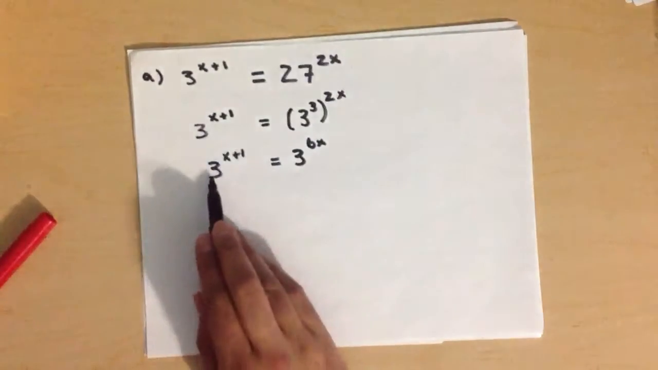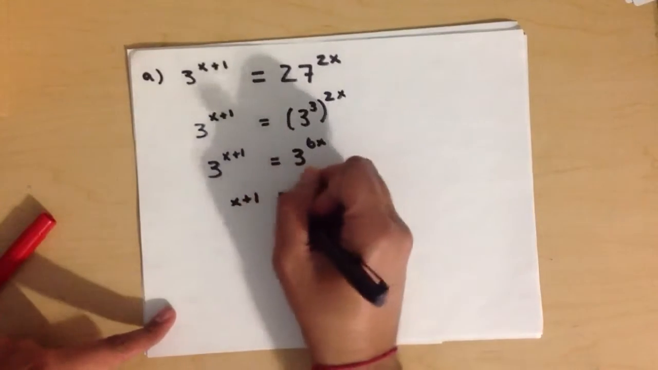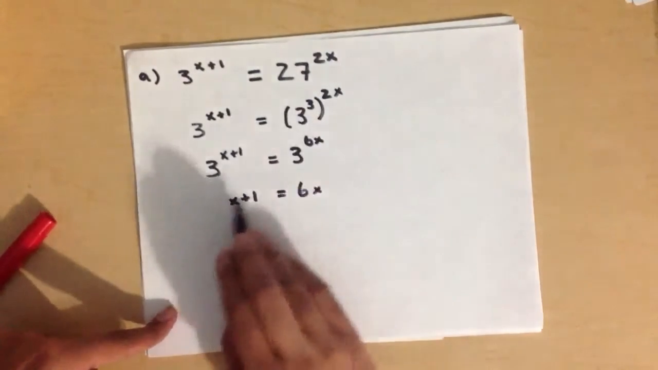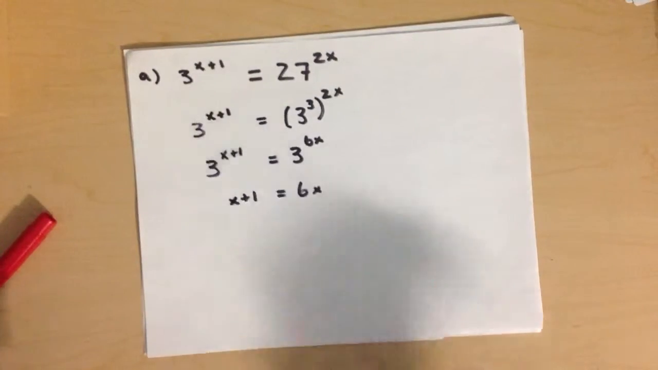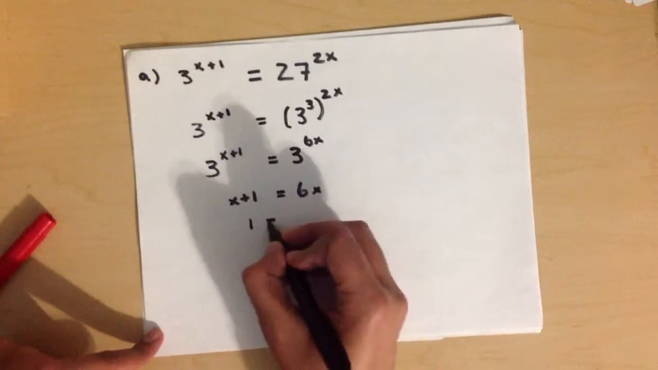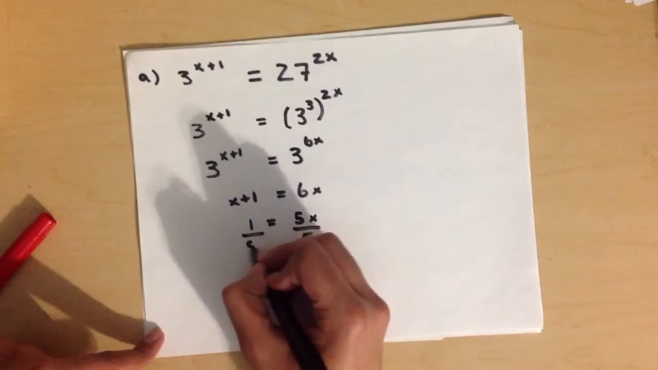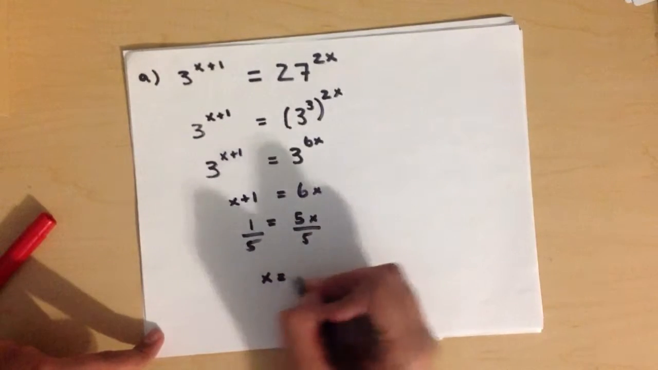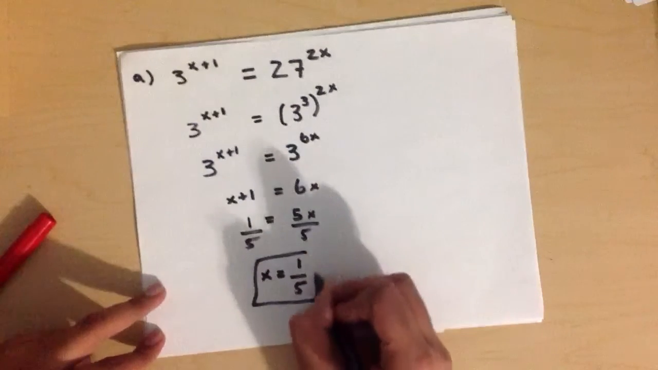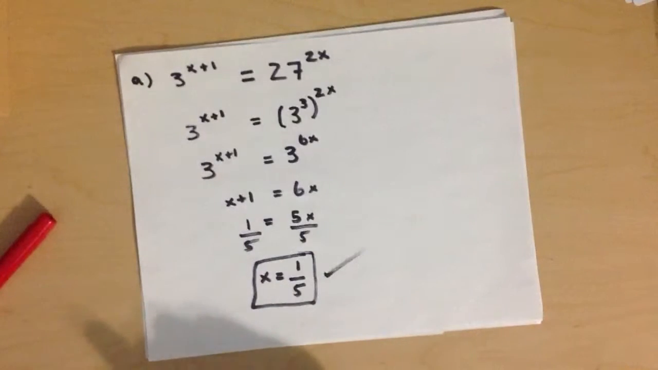And now because these are the base 3, we can say that x plus 1 has to be equal to 6x, as 3 to this has to be equal to 3 to that. That's why those two are going to be equal. And now all we have to do is solve for x. Move one of the x's over here. 1 is going to be equal to 5x. Divide both sides by 5. And what we have here is x is going to be equal to 1/5. And that was our classic way of solving a question like that one.